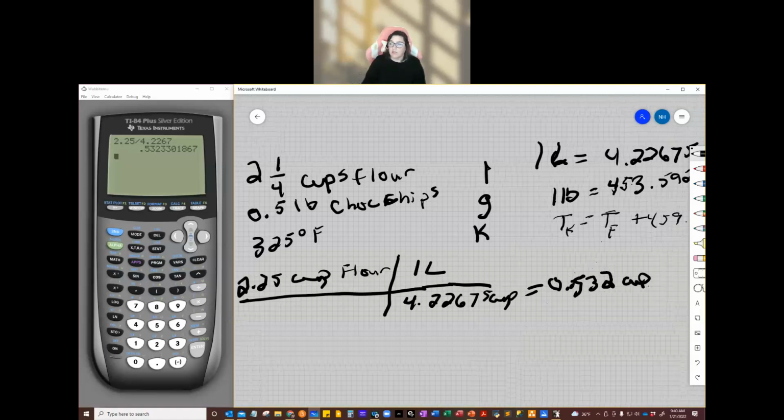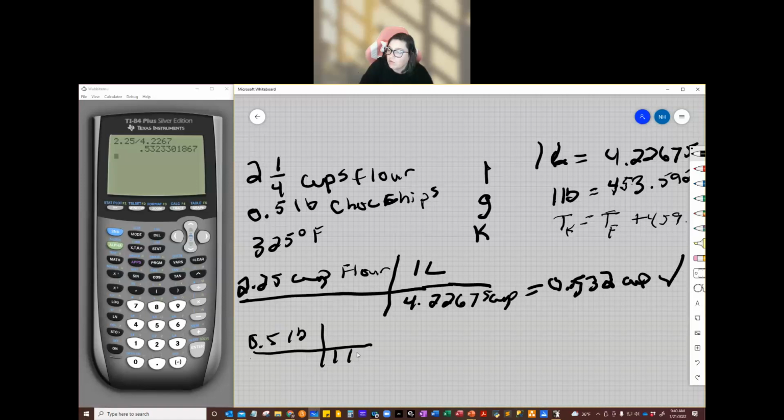And I want to see, comparative to the number that they gave me before, is that reasonable? It said 0.5 liters of flour. Well, that's pretty accurate. Yeah, it's pretty close. All right, so this one, in my opinion, checks out. Awesome. Okay, so now I want to go from the 0.5 pounds of chocolate chips.